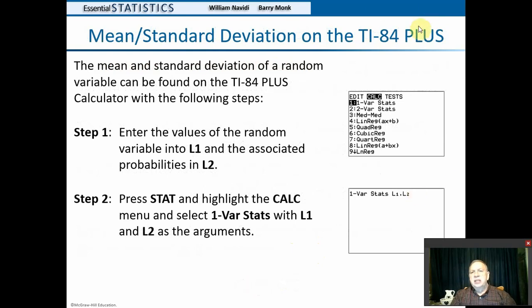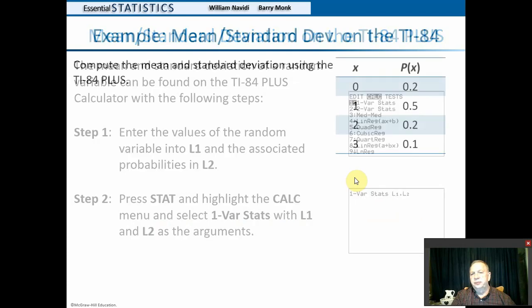So if I'm doing a TI-84, I can also do this on my 36. I enter my values of the random variables into L1, the probabilities in L2. We've looked at this before. Do the stat, calculate, one var stats, and then it asks me which one you want to do them on. I want to do L1 and L2 as the arguments, and it'll run these things through.